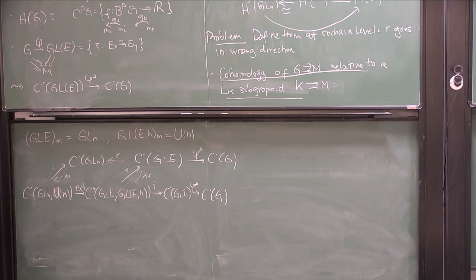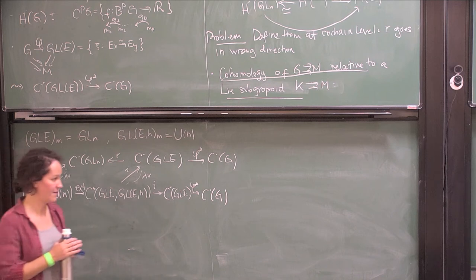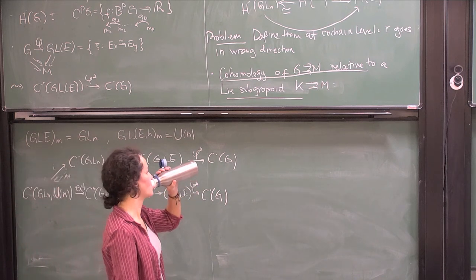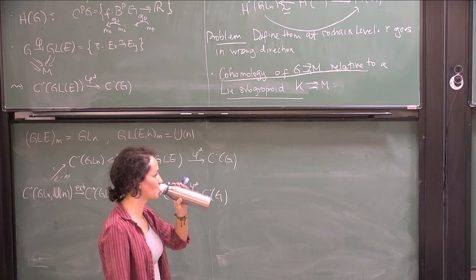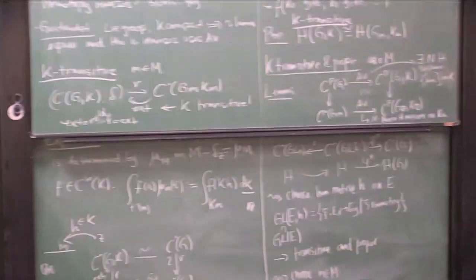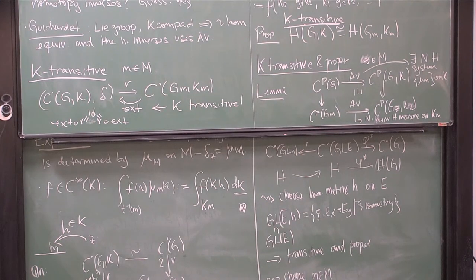Well, I think Anton was first. I got a little bit lost. You say you're not using compactness, or you're using compactness. So here, when you choose a metric, don't you introduce in some way the compactness into the game?